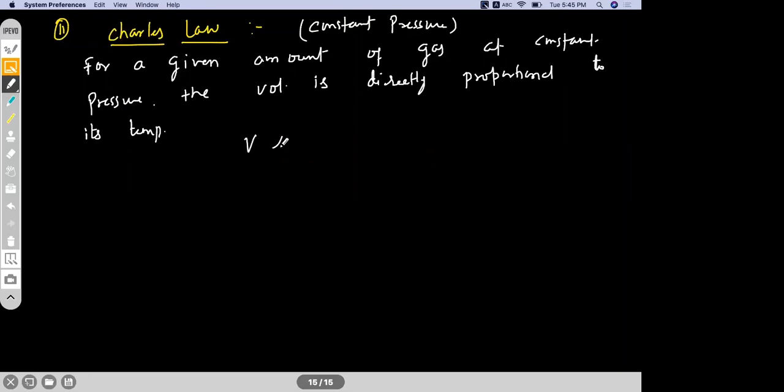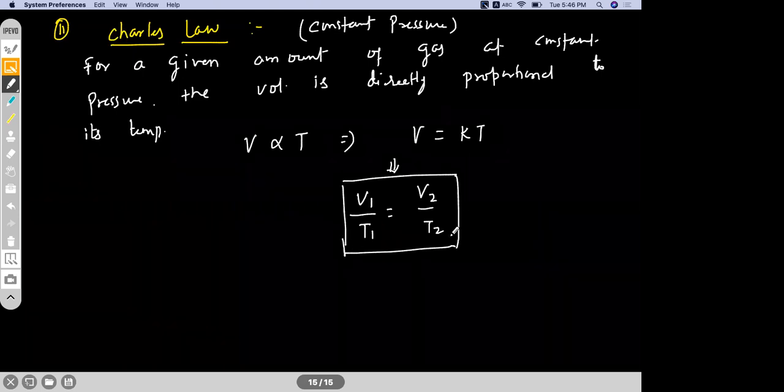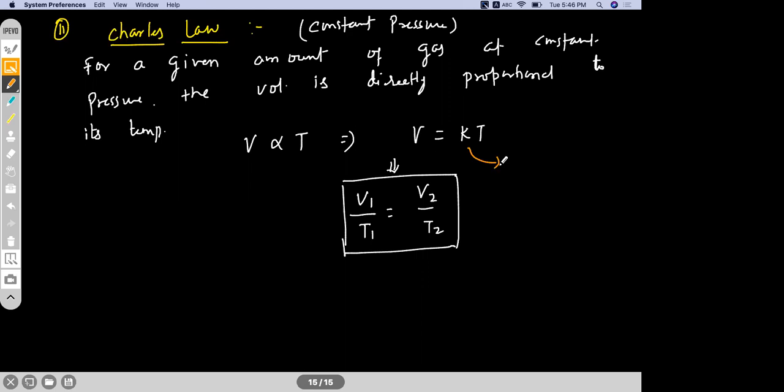So we have V directly proportional to T. Okay, and further we can write it as V is equal to a constant K into T. And for two different sets of data, we can write V1 by T1 is equal to V2 by T2. Here the constant K, like in the last case, the K is directly proportional to the temperature. Here this constant K is a function of pressure. And K here is inversely proportional to pressure. More value of P, less value of K. Okay, again, this relation gives you an idea of the graph.